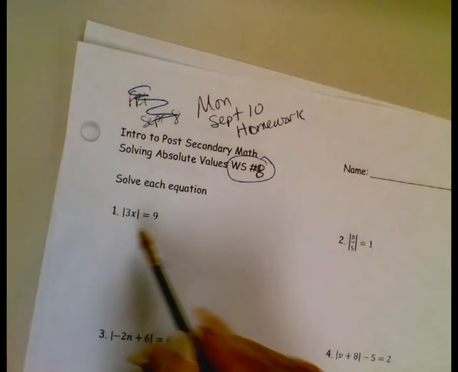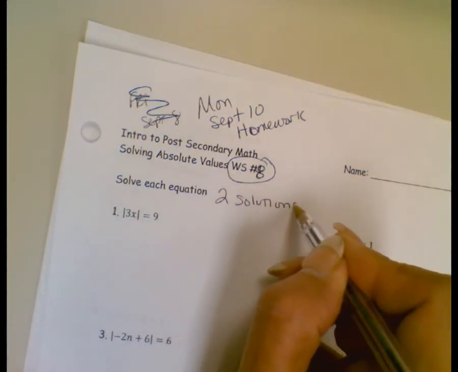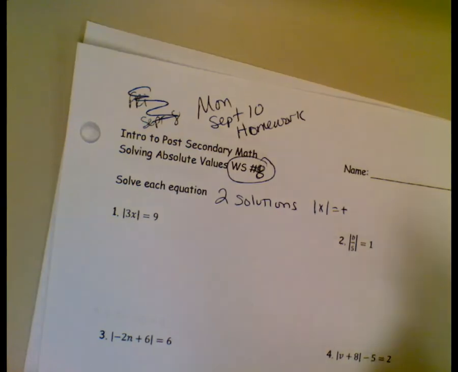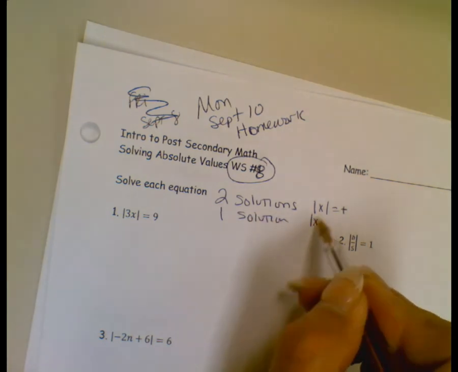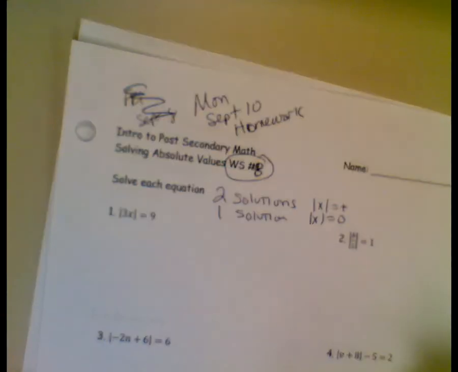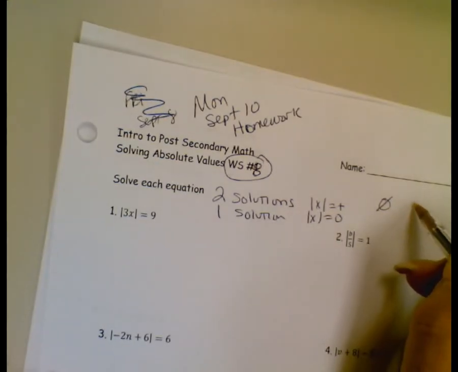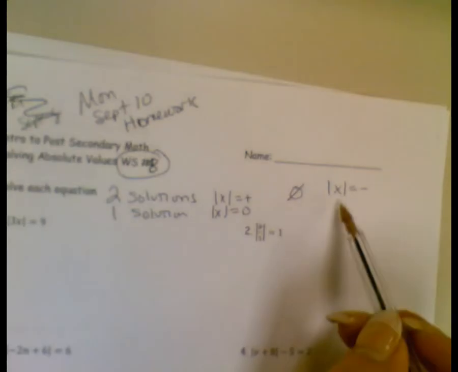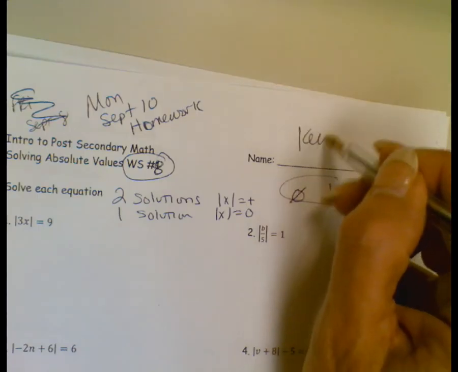So one thing you need to know about absolute values: there's going to be two solutions when the absolute value of x is equal to a positive number. There's going to be one solution if the absolute value of x is equal to 0. And there's going to be no solutions when the absolute value of x is equal to a negative number. Keep this in mind. If it's ever equal to a negative, you don't have to do any work. It's no solution. So this is your homework key.